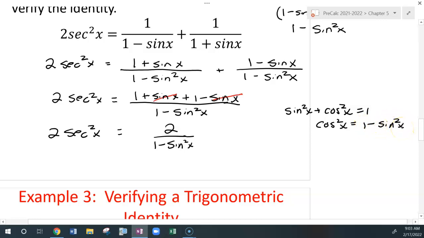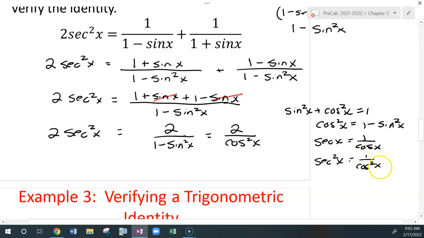So I can plug that in. So now I get 2 over cosine squared x. And keep in mind that secant of x equals 1 over cosine of x. So then secant squared of x equals 1 over cosine squared of x.